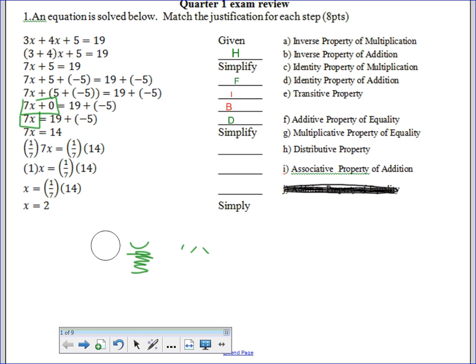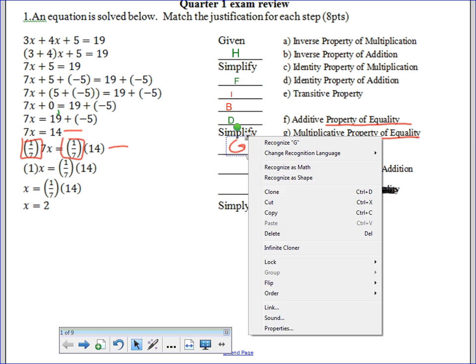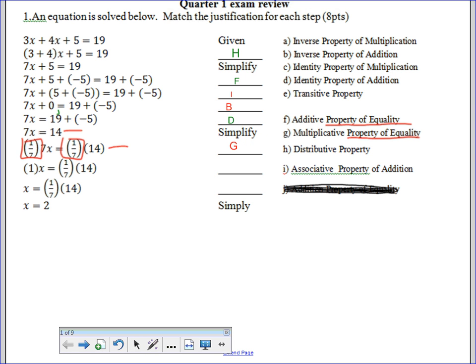Only a few steps left. It says simplify, which they do. And then once again, what changes between this line and this line? Well, they did something to both sides, and they multiplied both sides. As we said earlier, if they do anything to both sides, it's a property of equality. So in this case, they multiplied both sides, so we have the multiplicative property of equality.